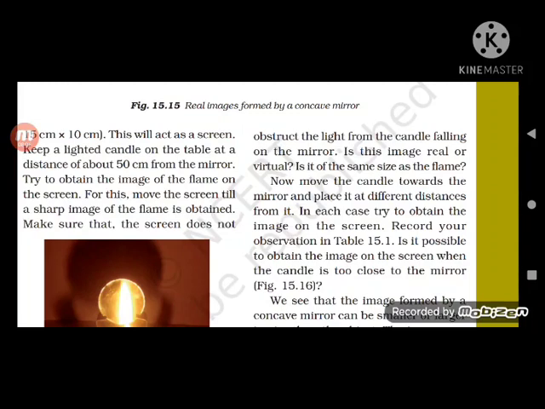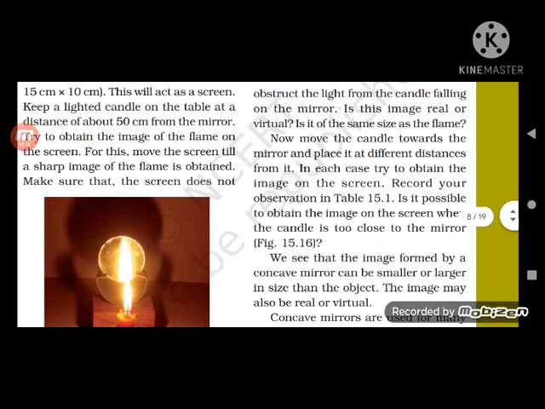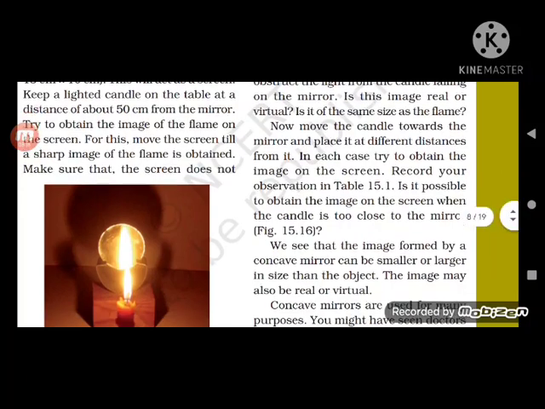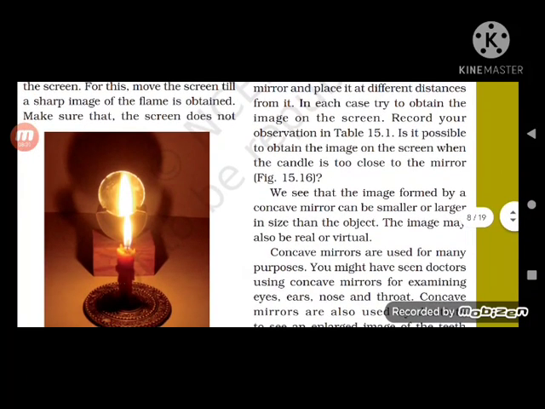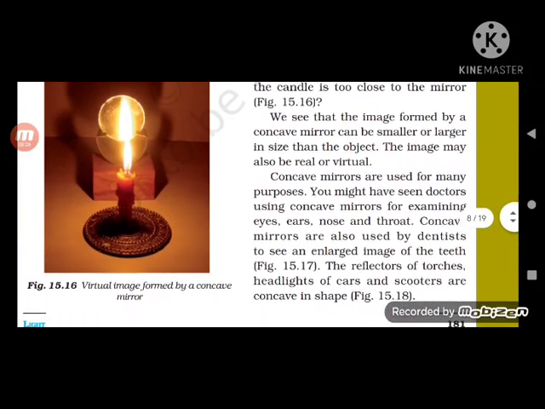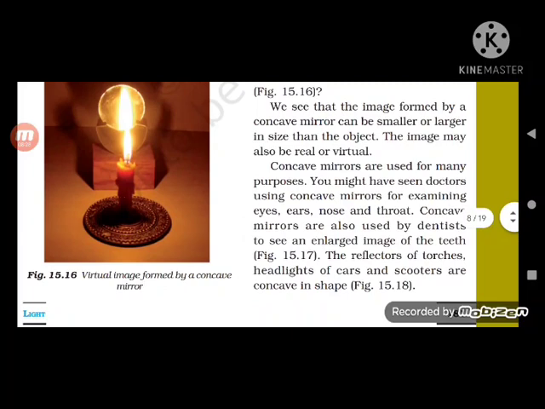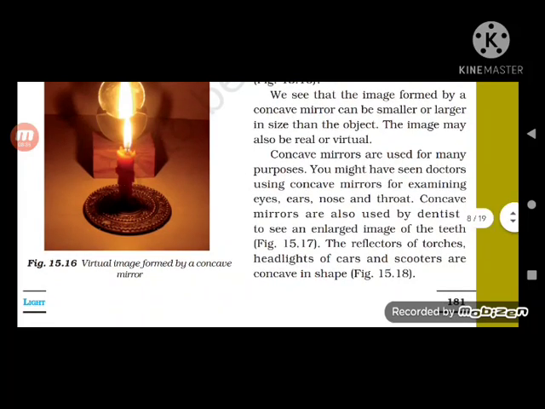In each case, try to obtain the image on the screen. Record your observation in Table 15.1. Is it possible to obtain the image on the screen when the candle is too close to the mirror? We see that the image formed by a concave mirror can be smaller or larger than the object. एक तो छोटा आएगा नहीं तो बड़ा आएगा. The image may be real or virtual. Real भी आ सकती है, virtual भी आ सकती है.